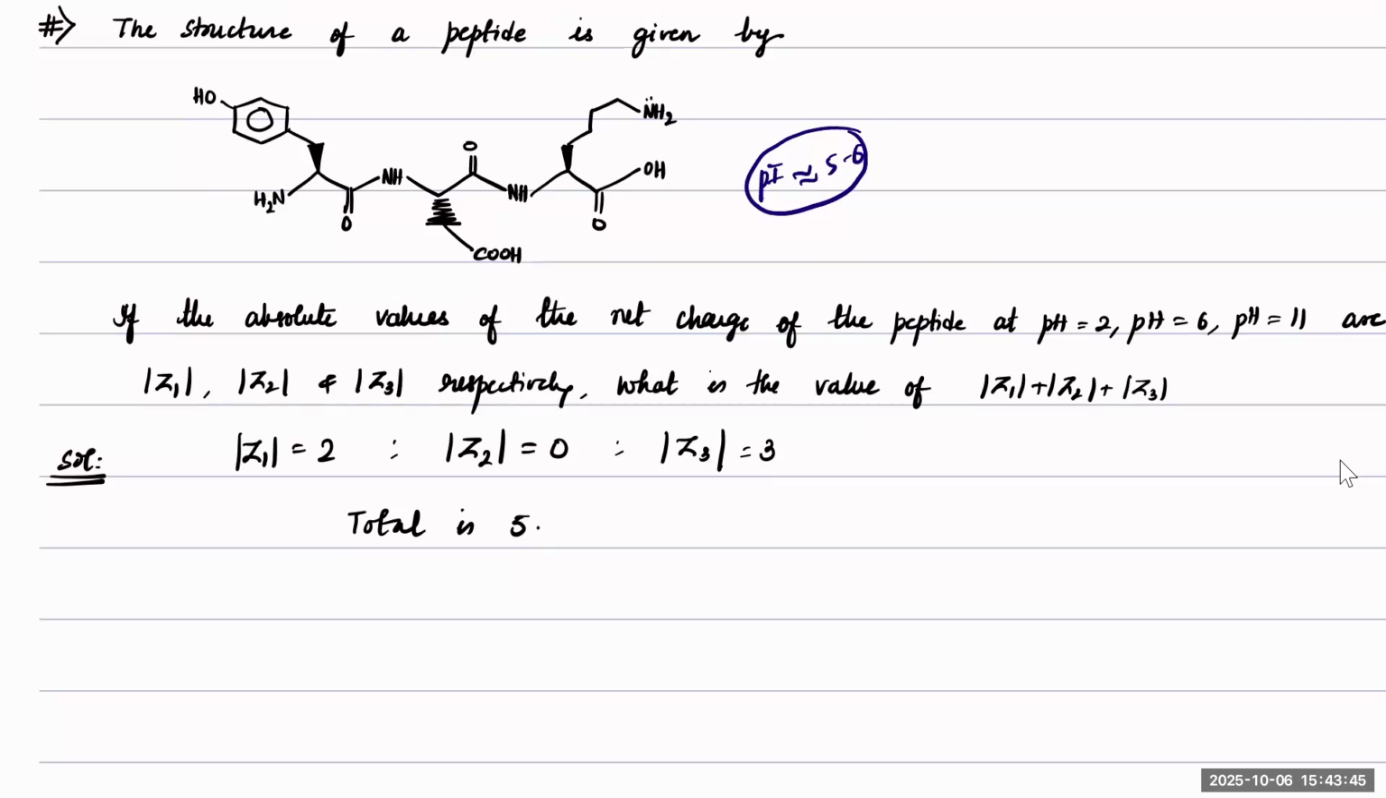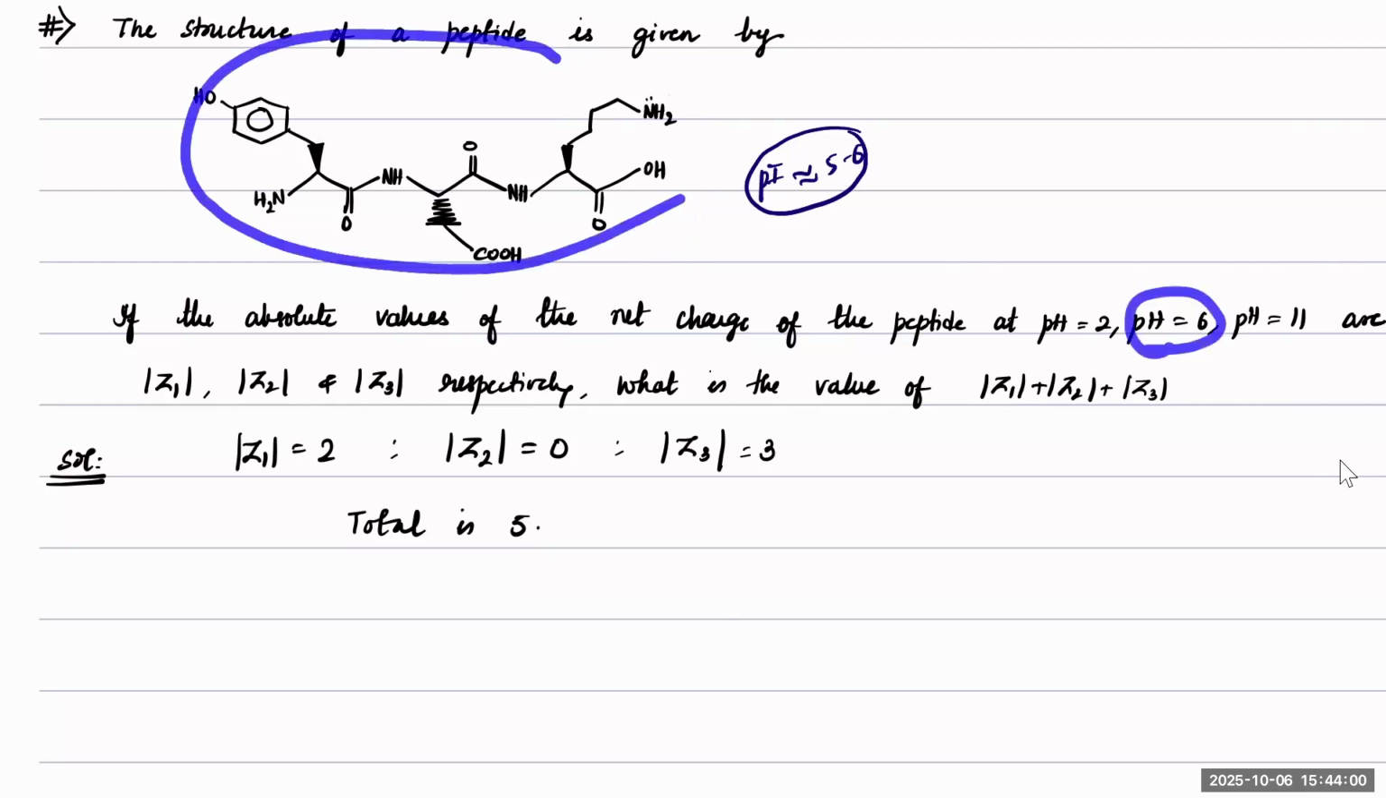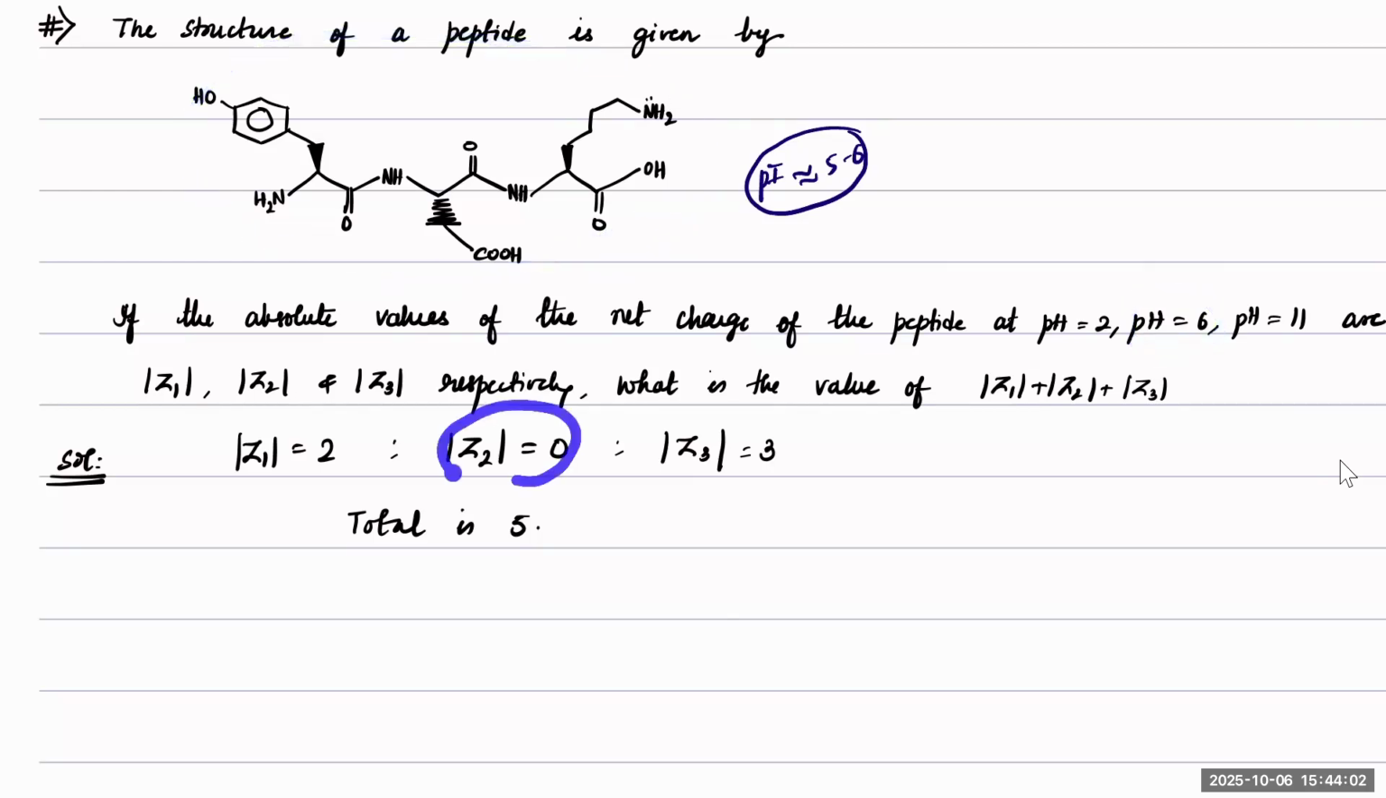Clear? So if we have pH is equal to 6, do you think there will be any movement? No, that means it will act like an isoelectric point only. So when pH is equal to 6, will there be an overall charge observed on this one? No, the overall charge will be 0. So that's why Z2 is 0.